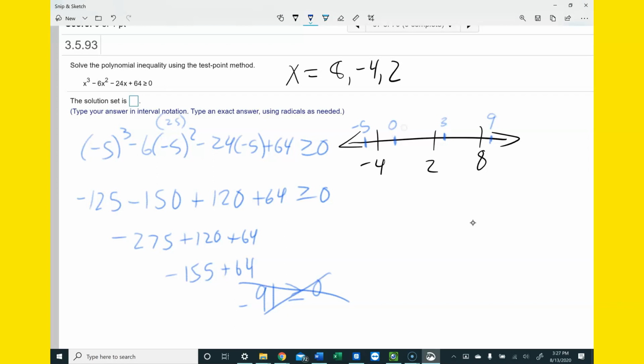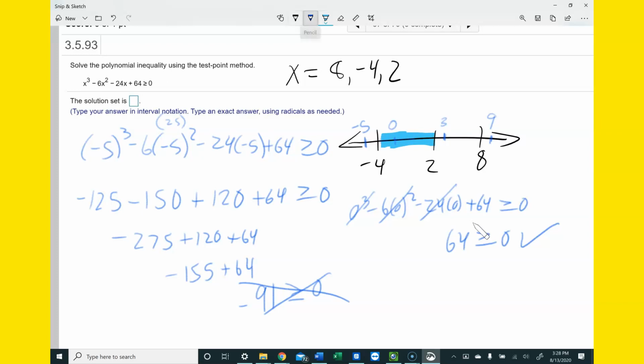Then you plug in 0 and see if it comes out true. If it does come out true, then it is part of the solution. 0 will be easy to plug in, so let me do that quickly. 0 cubed minus 6 times 0 squared minus 24 times 0 plus 64 greater than or equal to 0. That's 0, that's 0, that's 0. So we get 64 is greater than or equal to 0. Is that true? Yes, that's true. That means this whole section right here is part of the solution.